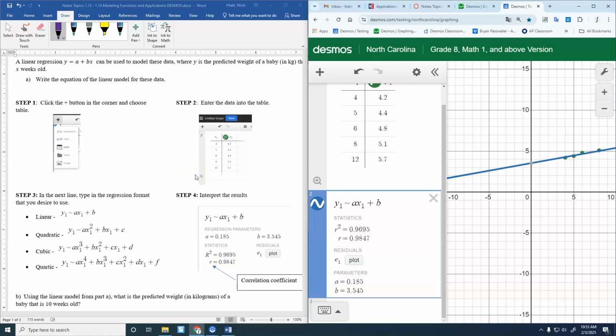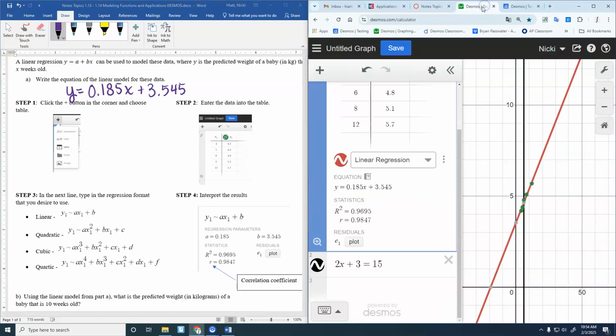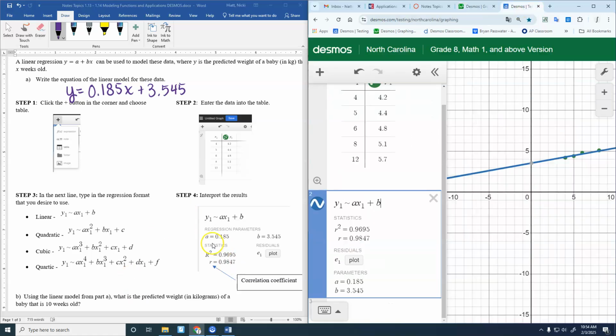So for this one, our answer would be y equals 0.185x plus 3.545. So you don't follow A plus BX, or is that what you do for the linear regression? For linear regression, we're doing Ax plus b. Let's see. Over here, yeah. So A is like your M. It's your slope for that.